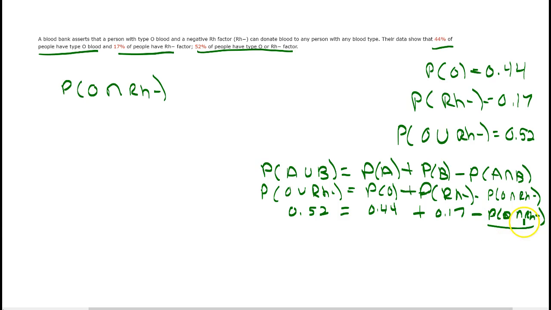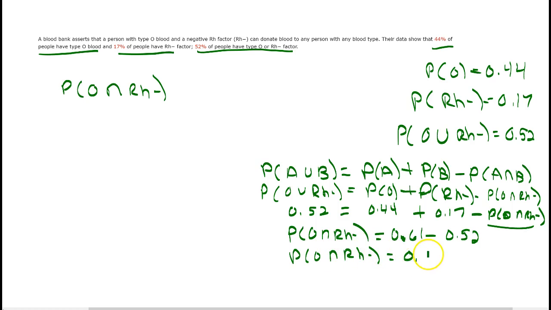So I'm going to solve it for this. I'm just going to do the probability of O and Rh negative. So that's going to make that a positive if I move it. 0.44 plus 0.17 is 0.61 minus 0.52. And so the probability that they're O and Rh negative is going to be 0.09.